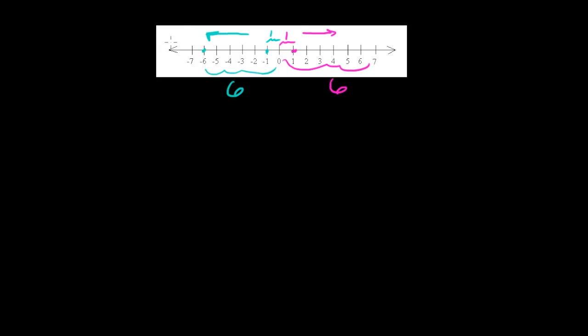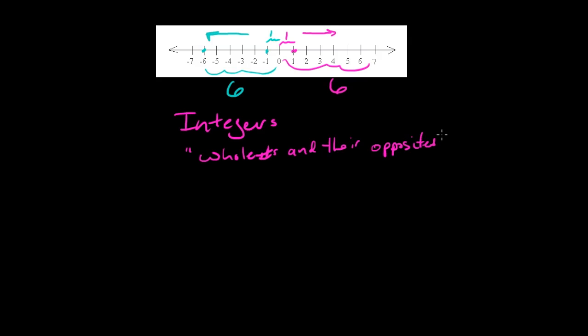So this set of numbers, these are called integers. And integers are whole numbers and their opposites. Remember, whole numbers include 0 and go on infinitely in a positive direction. Integers not only go on in the positive direction, but they also go from 0 to the left of 0 in a negative direction, also to a negative infinity.